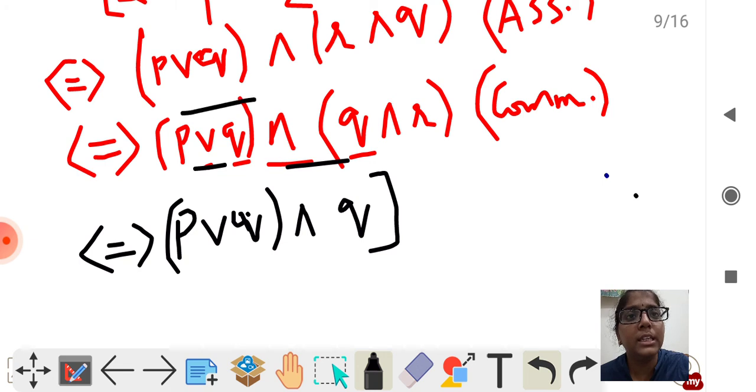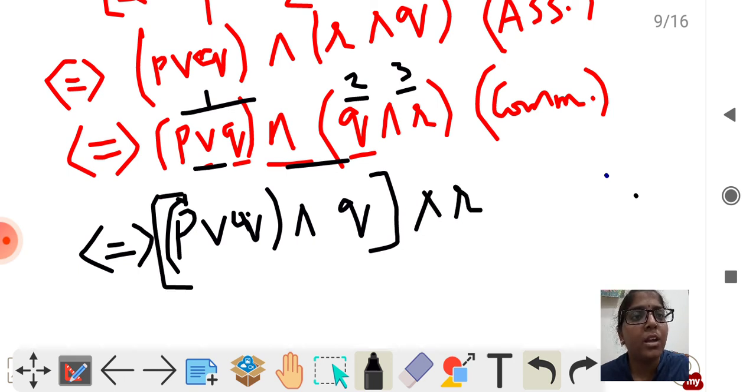Consider these as a single statement. This is a second statement, third statement. So we have changed the bracket by using associativity. Again, by associativity law we got this.